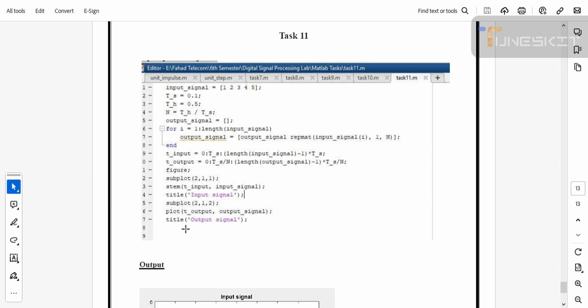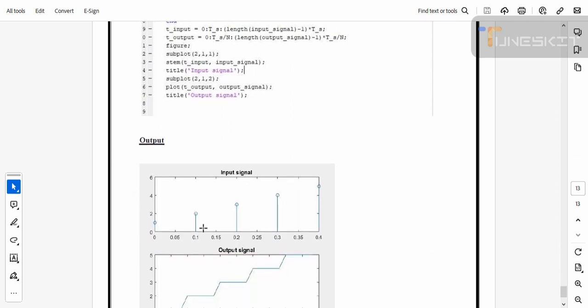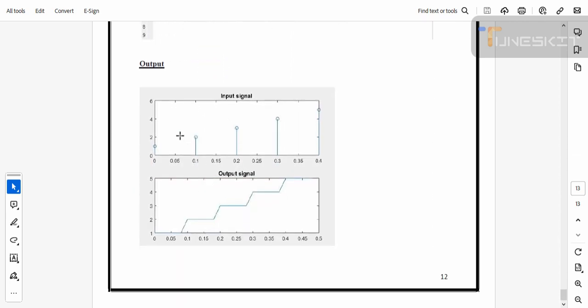After this we use the plot command. Basically the plot command is used to plot the graph of our continuous signal and we also title this graph output signal. When we simulate this code we obtain these outputs. As in the first part we are using a discrete signal, and in the second we are using a continuous signal.